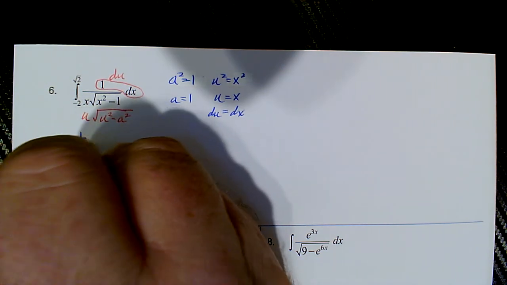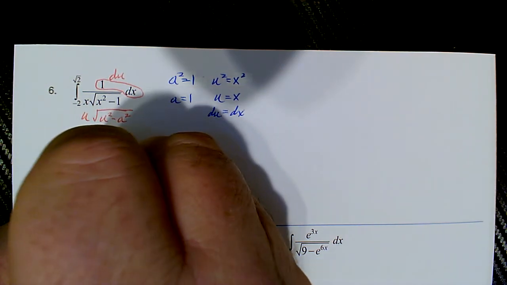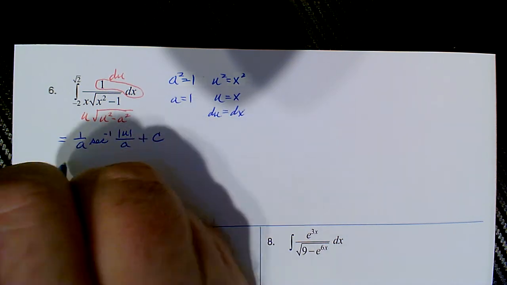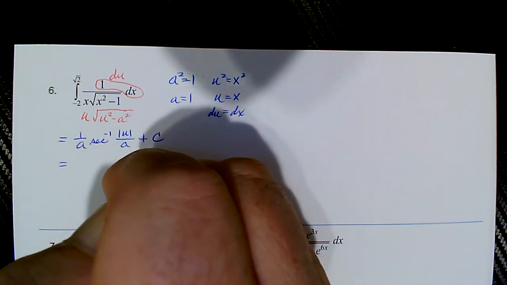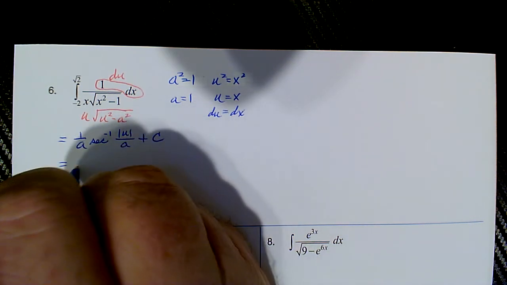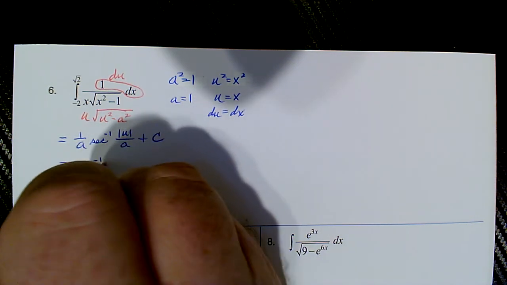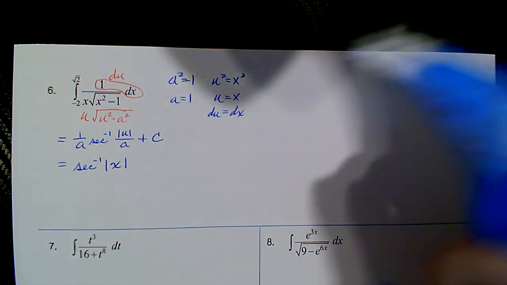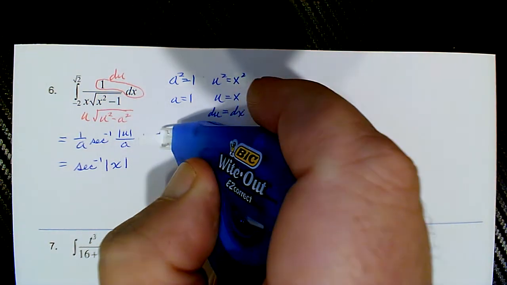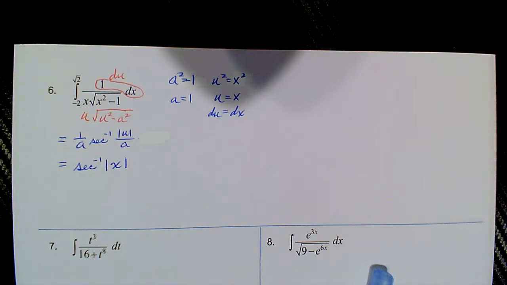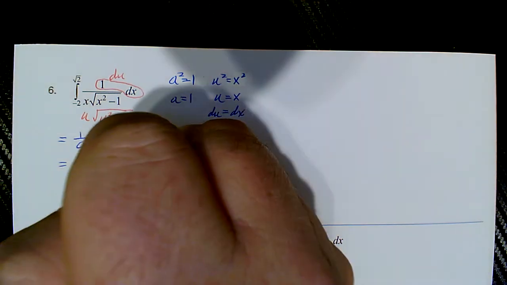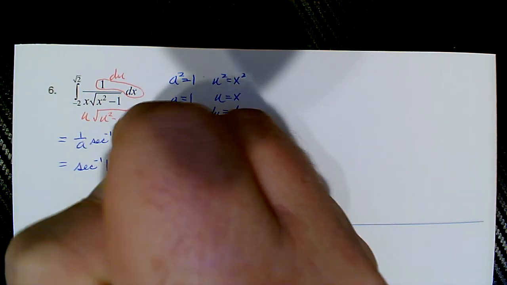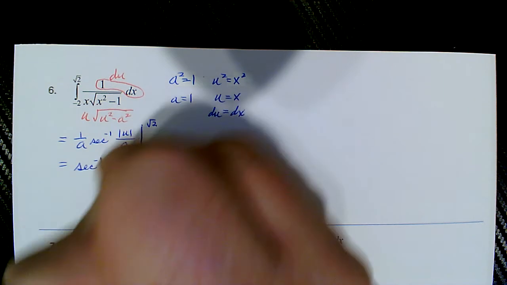You get 1 over a inverse secant absolute value of u over a, but it's kind of silly to do so because a is 1 and u is x, so you just get the inverse secant of the absolute value of x. Now this is not plus c, this is a definite integral, and so therefore we use the vertical bars to be evaluated, and it's going from -2 to the square root of 2.